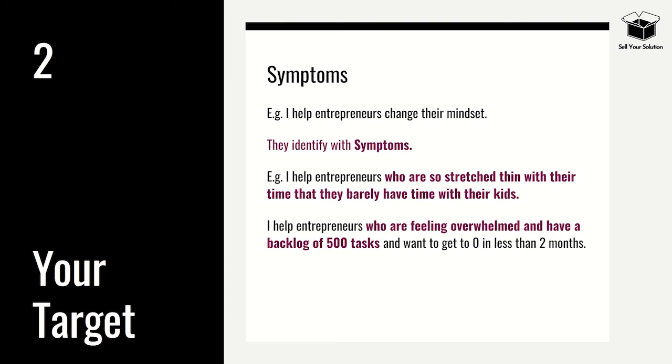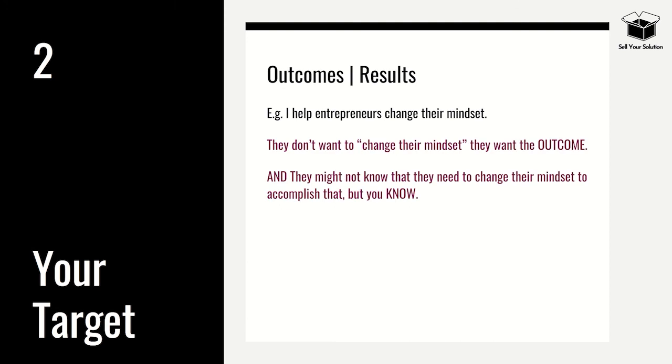Or I help entrepreneurs who are feeling overwhelmed and have a backlog of 500 or more tasks and want to get to 0 in less than 2 months. Nice. That's very specific. It talks about the symptom, it talks about the results, and it even gives them a timeline. Now that's an offer that's really great because you can combine the symptom with the outcome and even put a timeline to it. That's what you want to do.